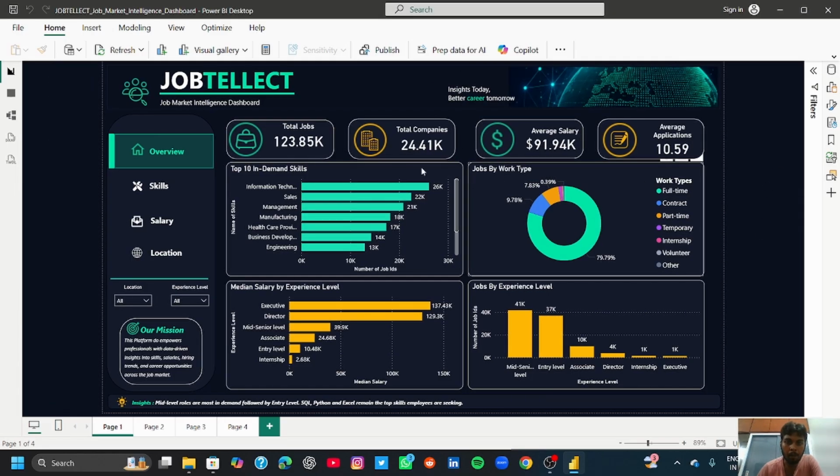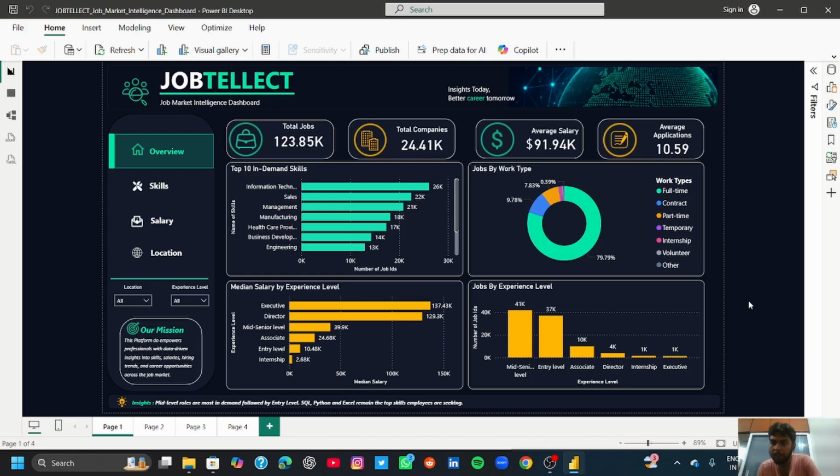See, this is the main page of the JOBTELLECT dashboard. Here we can see the job title, the subtitle of it, and I have created four major KPIs here: total jobs, total companies, average salary, and average applications. Here the total jobs posted were 123.85K, which is truly a massive dataset. Amongst those, the companies which posted were 24.41K. The average salary presented was 91.94K US dollars here.